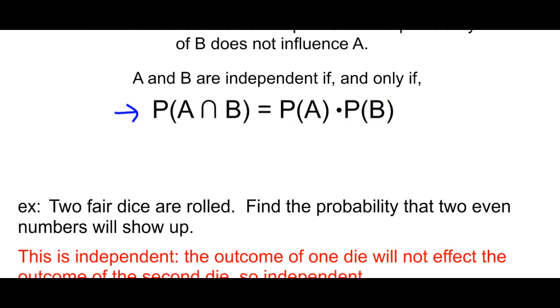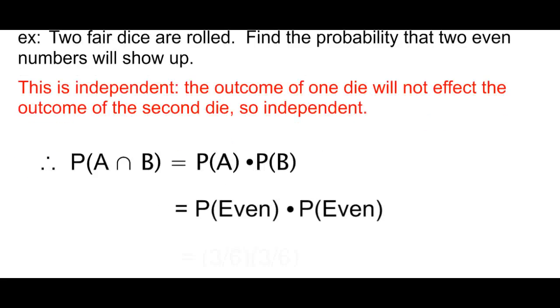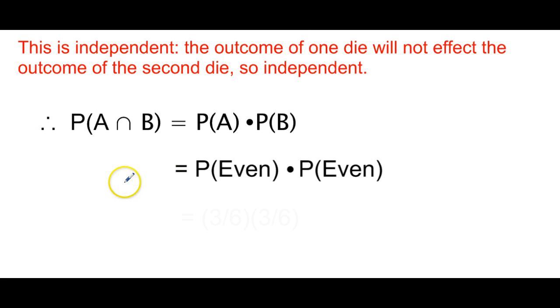All right, so let's look at an example. Two fair dice are rolled. Find the probability that two even numbers will show up. This is an independent probability because the outcome of one die will not affect the outcome of the second die. So you roll one die, and it won't affect what the second one is, right? Here is the first die that you roll, and this is the second die.